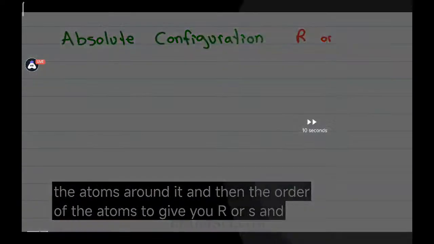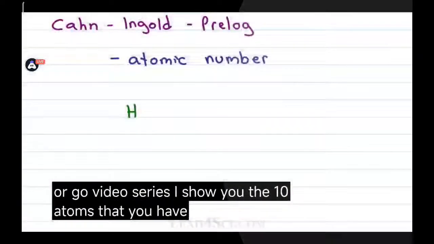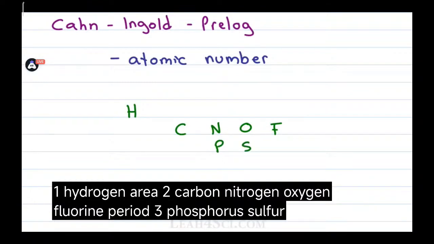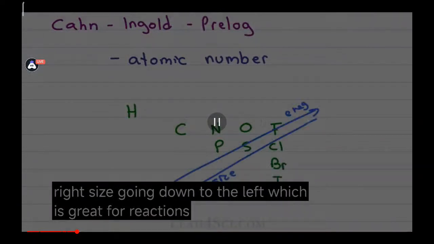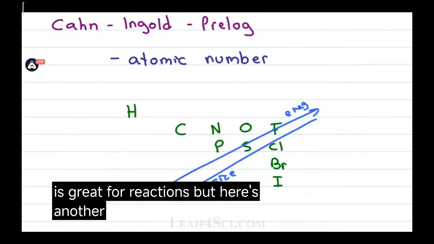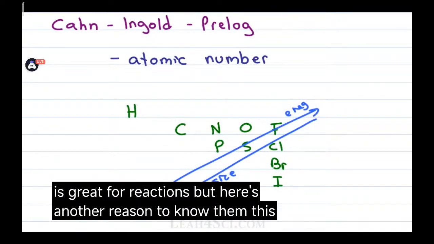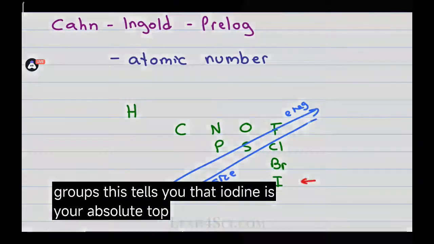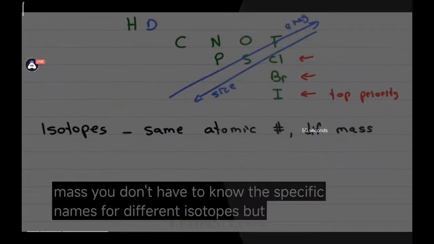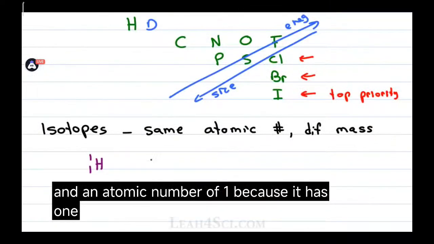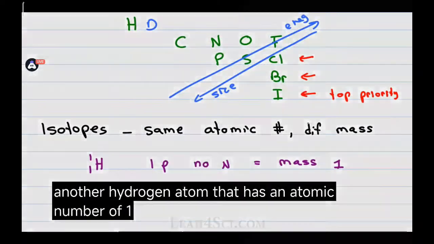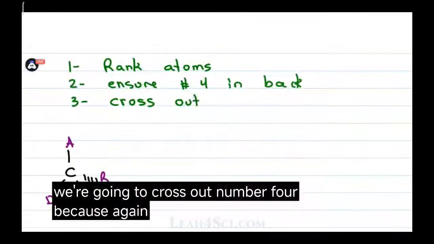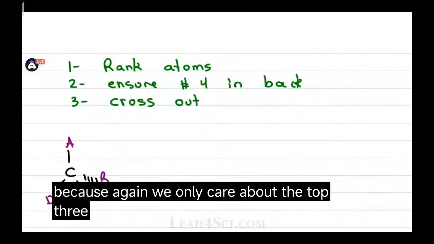You'll need to know the order of atoms: nitrogen, oxygen, fluorine, then period 3: phosphorus, sulfur, chlorine, and going down, bromine. This is the order that we're going to use to rank these atoms. Hydrogen is your absolute number 4 because it has one proton. Again, we only care about the top 3 priorities.